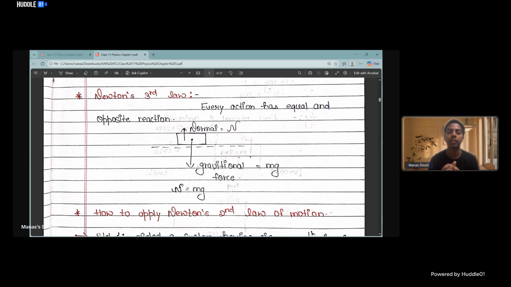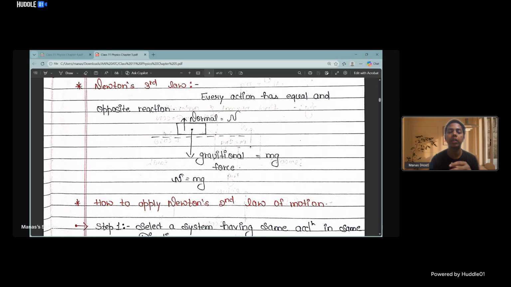We are on the earth, standing on the earth. Gravitation force is applied on us, but we also apply some normal force on the earth, because gravitation force is applied on us and one normal force is also applied. That's why N equal to mg. Every action has an equal and opposite reaction.